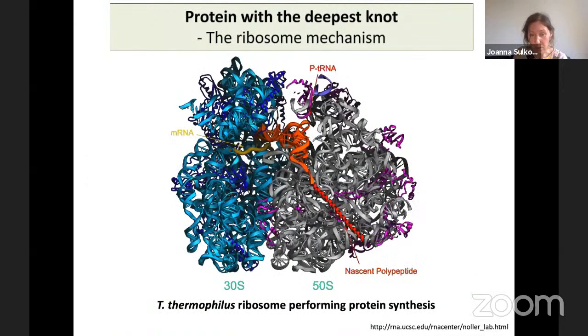So what about the ribosome? This is the ribosome. This is the molecular machine that you can say makes the protein chain by putting together the amino acids. And when you attach one amino acid to another one, you have an additional force that is pushing this red chain, which is already protein, outside the ribosome. So you have this additional force that maybe can help you with knotting.